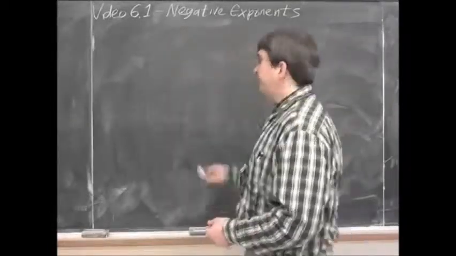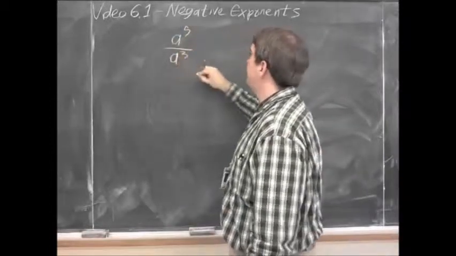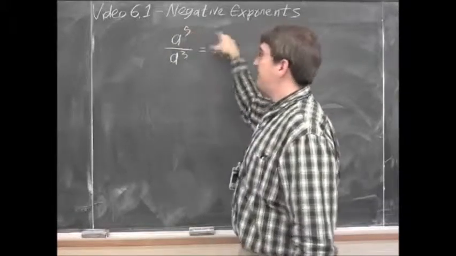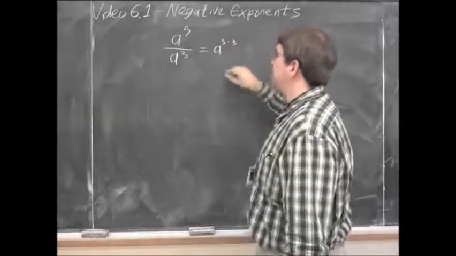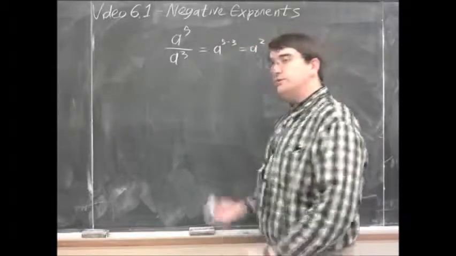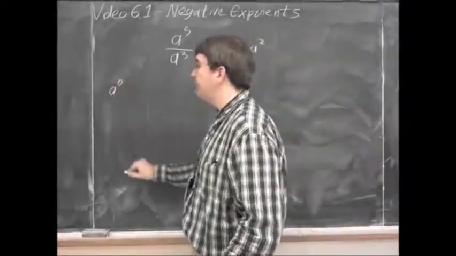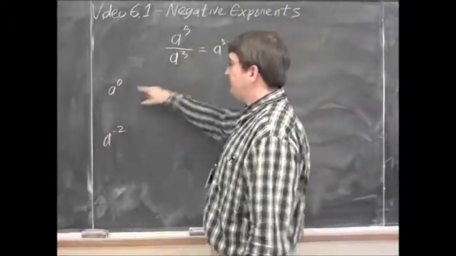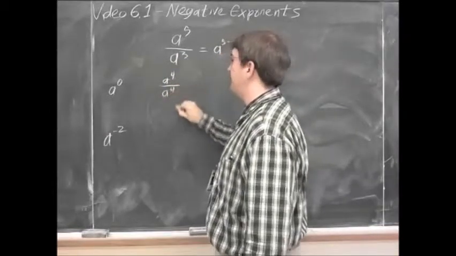You've probably learned by now that when you have something like a to the 5 divided by a to the 3, you can simplify the process of expanding out all the 5 a's on top and all the 3 a's on the bottom and canceling, and just do a to the 5 minus 3 to get a to the 2. We can use this idea to help us define what a to the 0 would be, and for example, what a to the negative 2 would be. So let's do this one first.